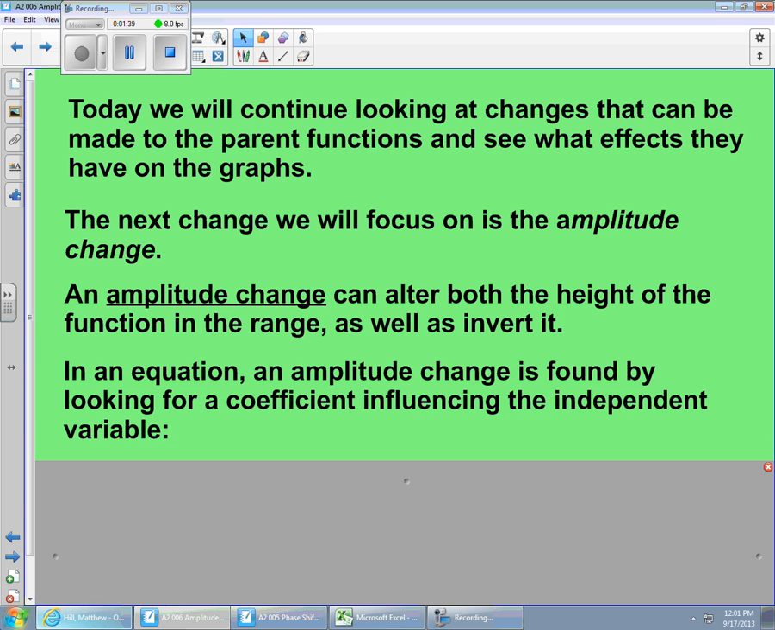Okay. Now, in an equation, what we're looking for is if we have an amplitude change, it is going to be found by looking for a coefficient that is influencing the independent variable. And in an equation, basically, this is what we're talking about. Y, or f of x, equals, and then wherever your independent variable is, there is a coefficient of some kind, whole numbers, decimal points, fractions, positives, negatives, all of that stuff is having an effect on the independent value x.